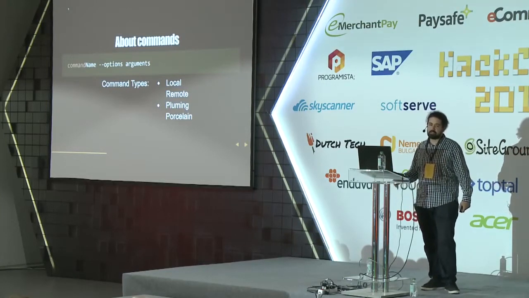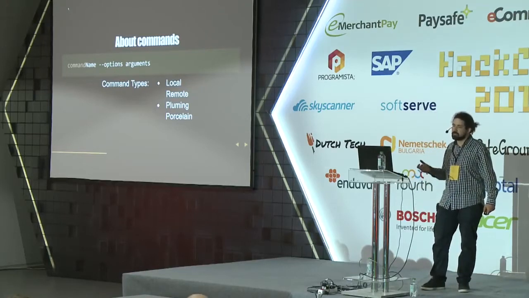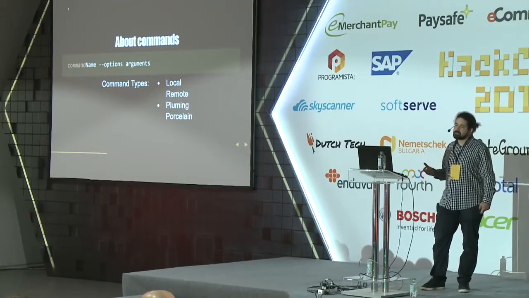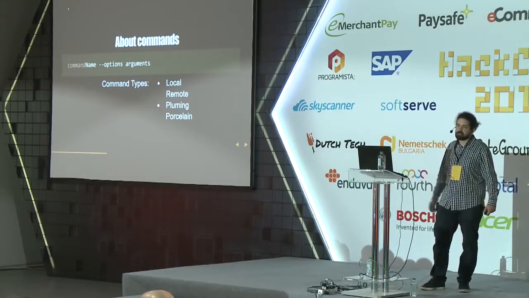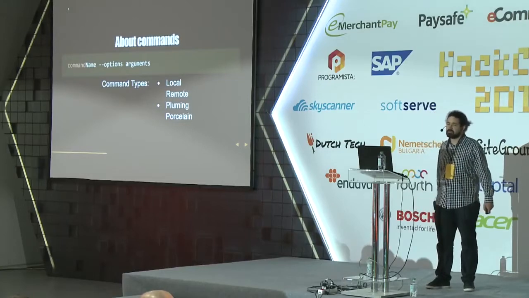The other distinction between types of commands is plumbing versus porcelain. Plumbing commands are basically the low-level internal Git commands that Git uses internally, and the porcelain commands are the high-level commands that we use every day to interact with Git. So basically, that's just a couple of words about the distinction.